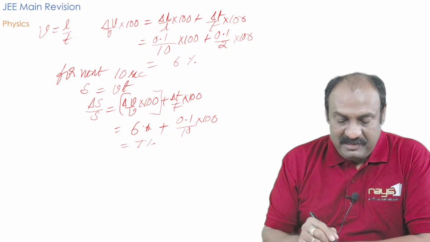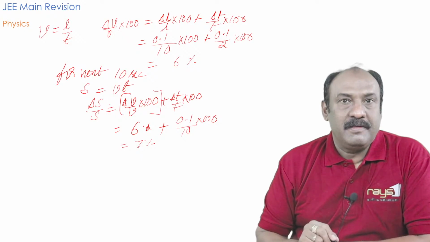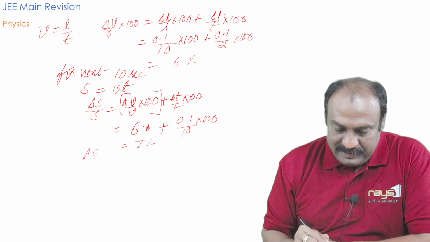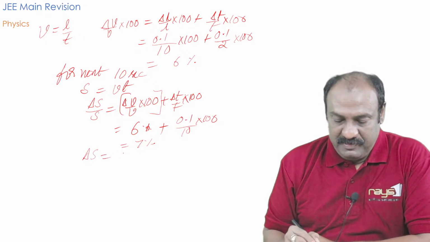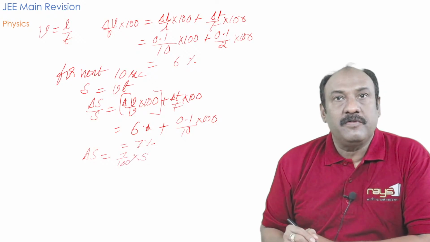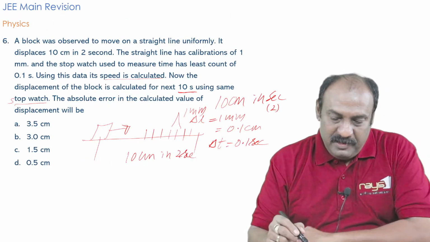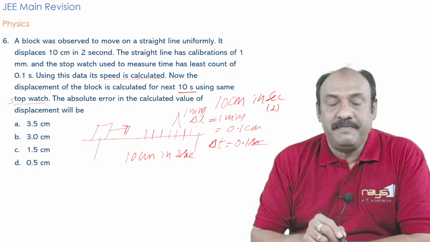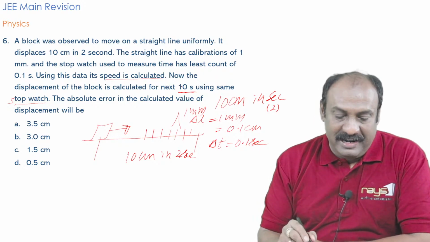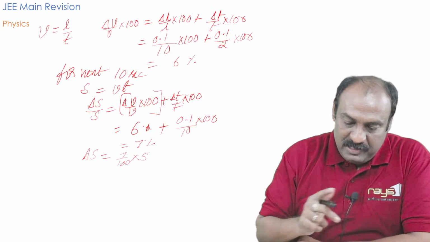This is the percentage of error in the distance measured as the block moves along a straight line uniformly. So from this we want the error in the distance, 7%. So 7 by 100 into this value S. For S, for 10 seconds, what is the distance moved? See the question here. For 2 seconds it covers 10 centimeter, so for the next 10 seconds, 5 times, the distance moved is 50.